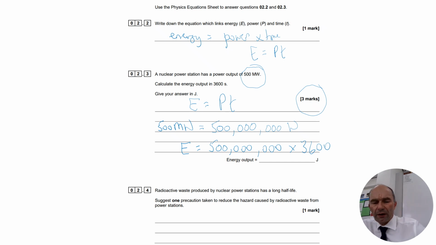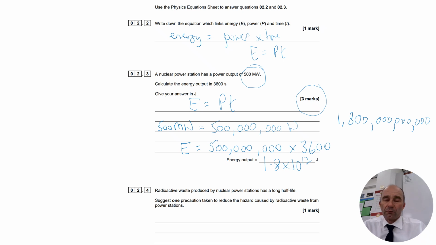There's two ways you can answer this. Your calculator might bring it up as standard form, so you can say 1.8 times 10 to the power of 12, or write it out as a full number. So you've got 18 followed by 11 zeros, 1,800,000,000,000. Just be really careful with your zeros when you're writing this down. You're going to lose a mark if you make a power of 10 mistake. So be really careful writing it out and showing your working out.